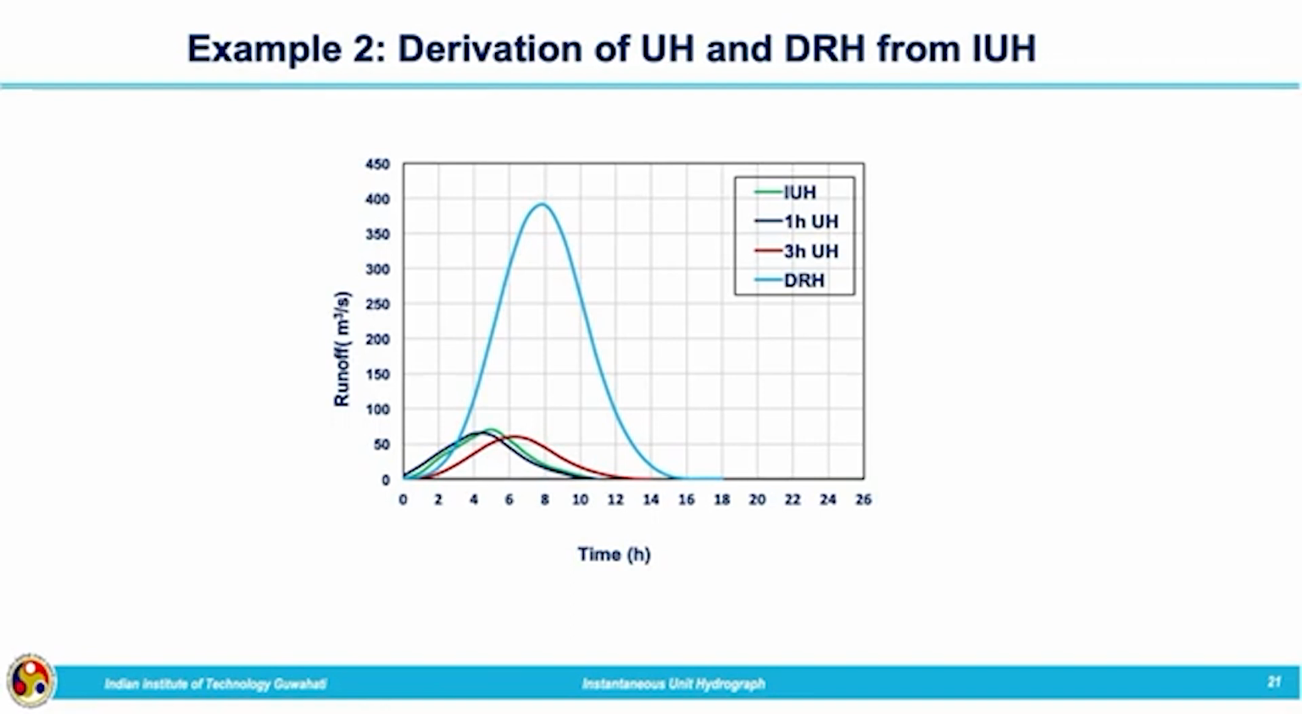So, that much about deriving the unit hydrograph and direct runoff hydrograph from the instantaneous unit hydrograph. If an instantaneous unit hydrograph is given to you, now you are in a position to find out the unit hydrograph of any duration, and if a unit hydrograph is there with you, then you can find out the direct runoff hydrograph from that for any effective rainfall.